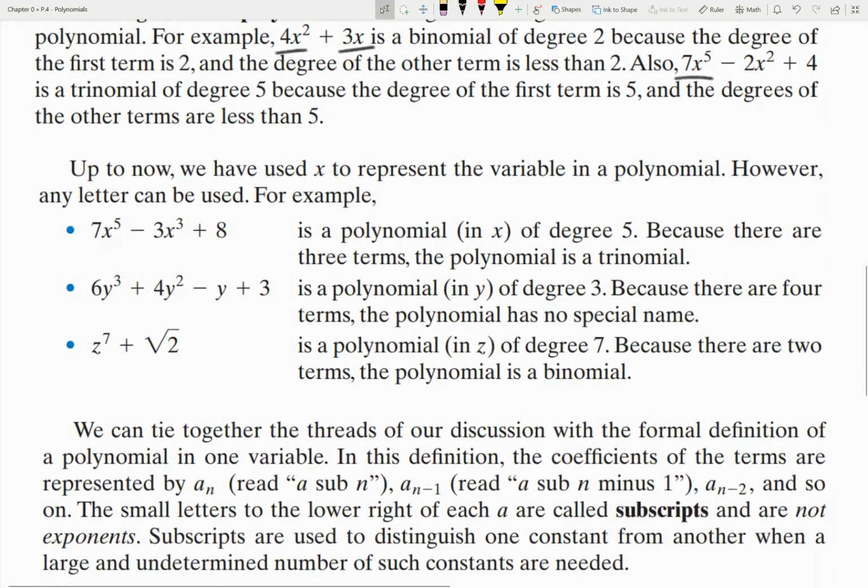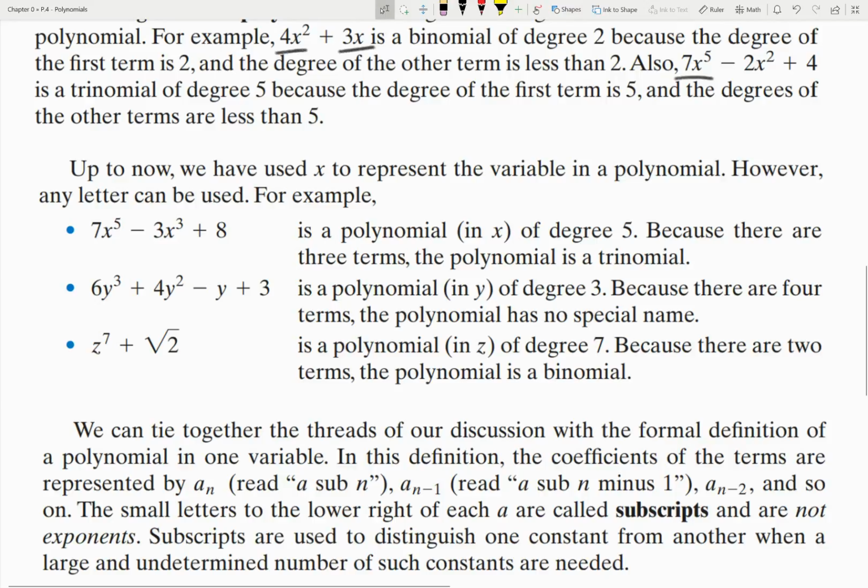And up until now, we've used x to represent the variable, but we don't have to. Any letter can be used. So the first one, 7x to the fifth minus 3x to the third plus 8, is a polynomial in x of degree 5, with 3 terms, so that means it's a trinomial. Whereas the next one is a polynomial in y.